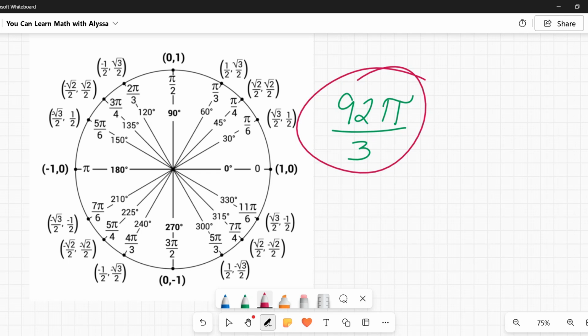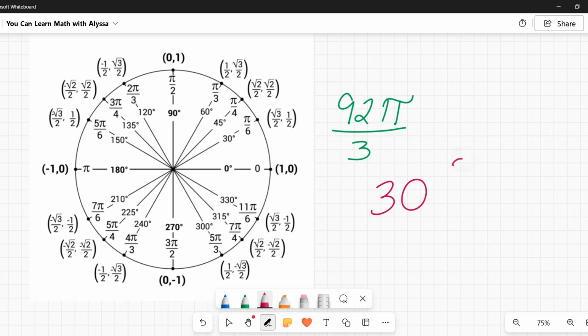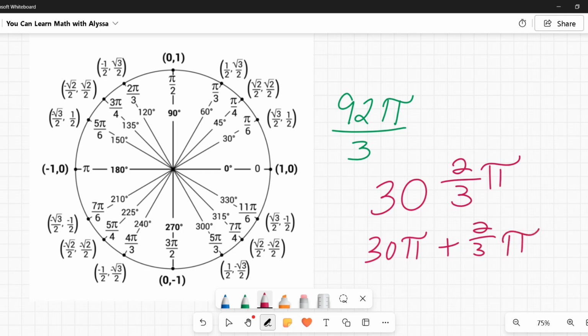Well, what is this? I'm going to convert it to a mixed number. So 92 pi over 3. 3 goes into 92 30 times with a remainder of 2. So this is 30 and 2/3 pi. So 30 pi, and we have 30 and 2/3 pi. This would be the same as 30 pi plus 2/3 pi.